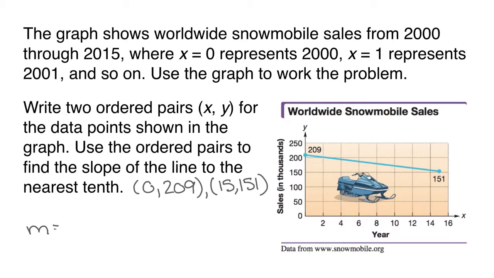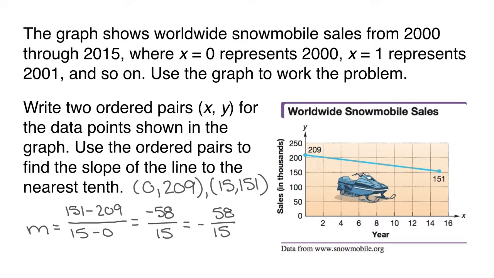The slope is equal to the y value of the second point, 151, minus the y value of the first point, 209, divided by the x-coordinate of the second point, 15, minus the x-coordinate of the first point, 0. Subtracting in the numerator and denominator, this is equal to negative 58 divided by 15, or negative 58 fifteenths. Rounding to the nearest tenth and writing as a decimal, this is approximately equal to negative 3.9.